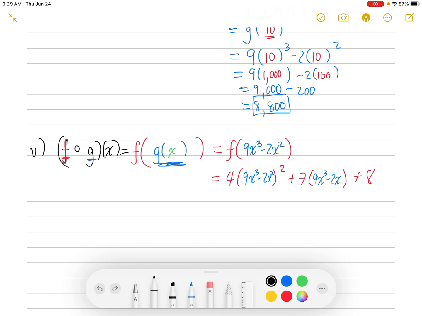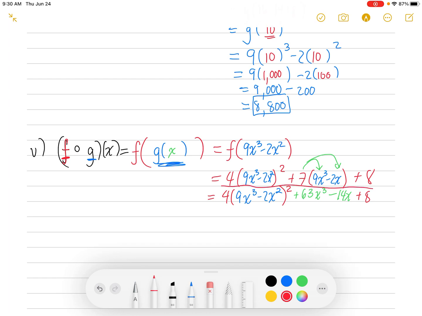Now, you can simplify this a little bit if you like. It's fine to just leave it like this in this black box. But you don't want to simplify it too much because it can get really tedious doing the expansions. So I'm just going to distribute this 7 through and leave the other stuff alone. I'm going to have 4 times, in parentheses, 9x cubed minus 2x squared, close that parentheses and put a square. I'm not going to expand that squaring; it would be a little tedious. But here we can distribute the 7.